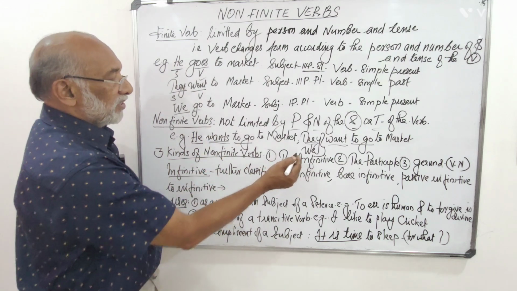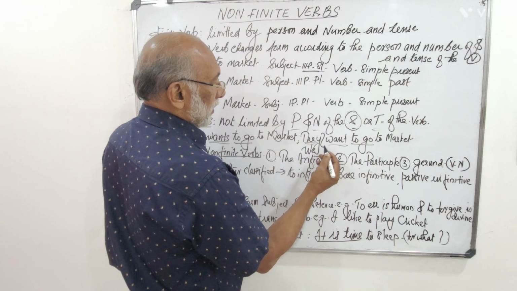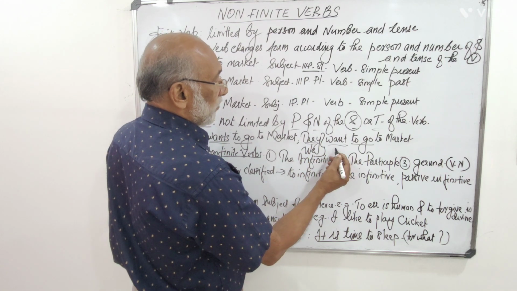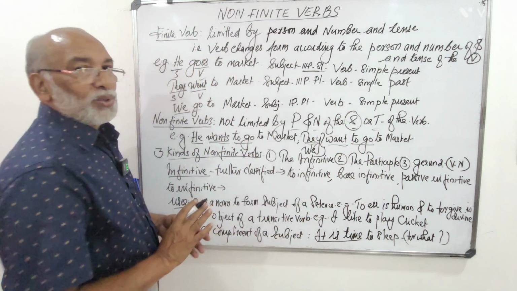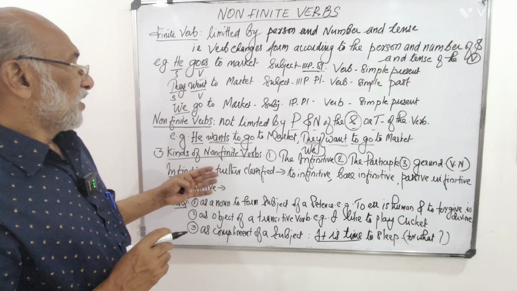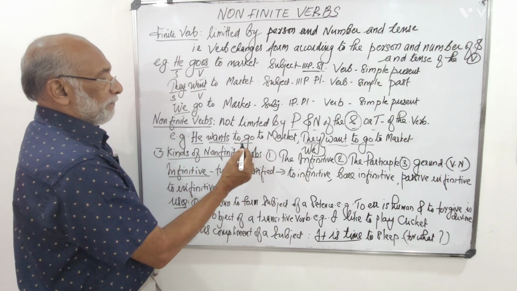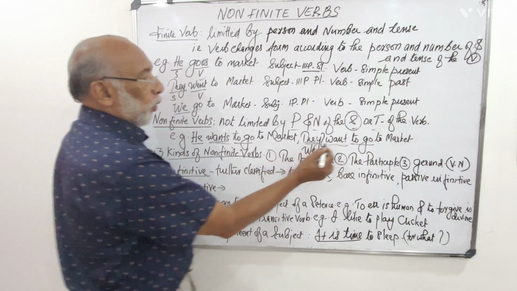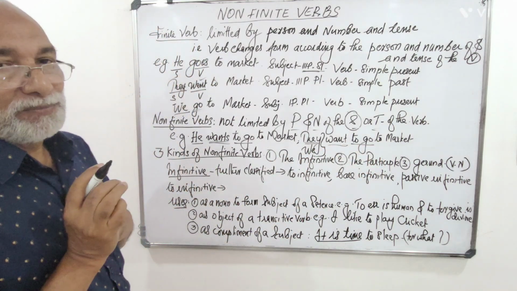So coming to the third one, we want to go to market. Here we, that is first person plural, want to go to market. There also, to go to market, that doesn't get changed. So we can say, in these three sentences, to go is a non-finite verb.